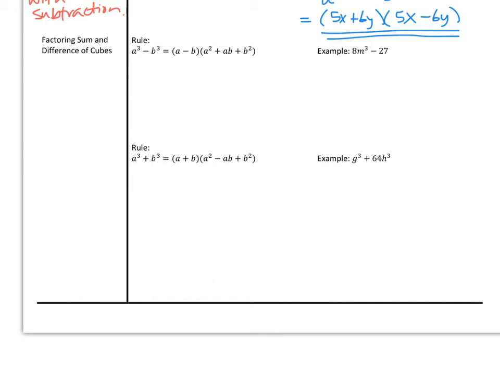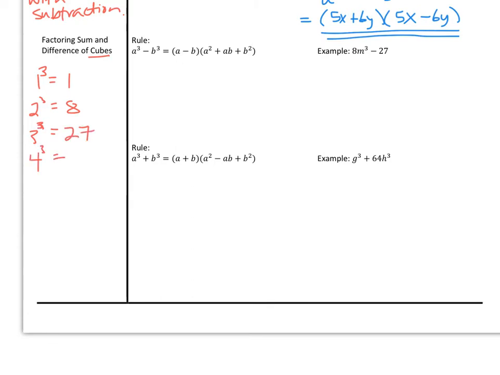The final set of factoring rules that we'll look at in the video today: factoring sum and difference of cubes. So we notice we have two rules. We have a rule for subtraction and a rule for addition. Now, perfect cubes are obviously different than perfect squares. So let's write out the perfect cube values from 1 to 10. 1 cubed just means 1 times 1 times 1, and that equals 1, but that's a perfect cube. 2 cubed would be 8. 3 cubed, 3 times 3 times 3, is 27.